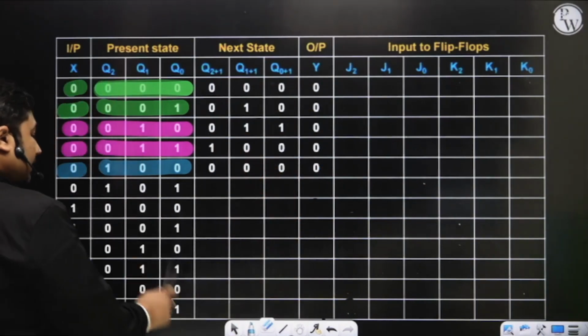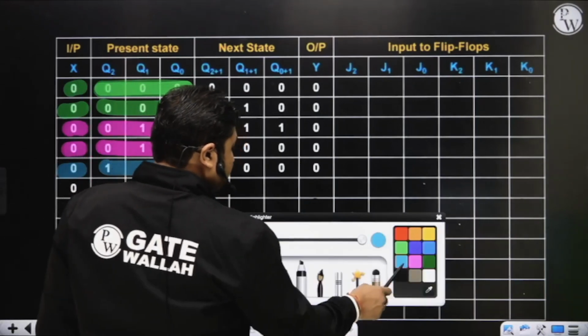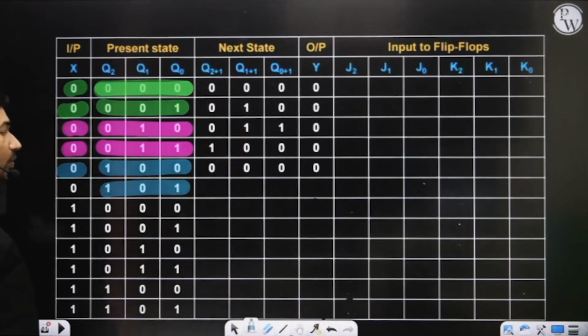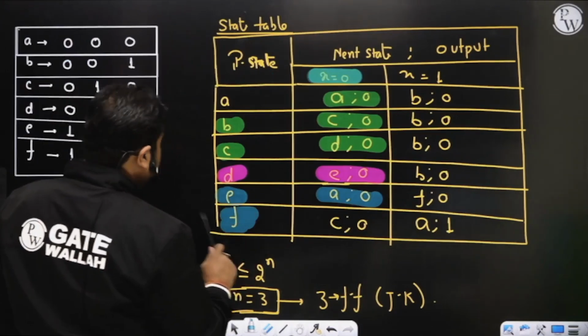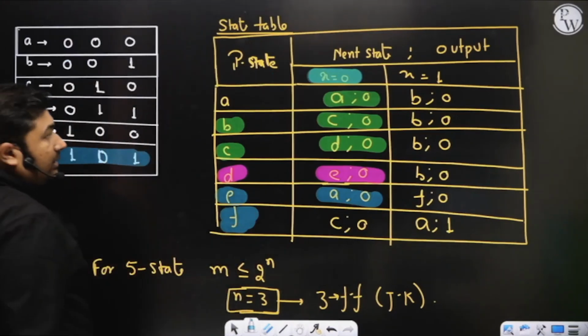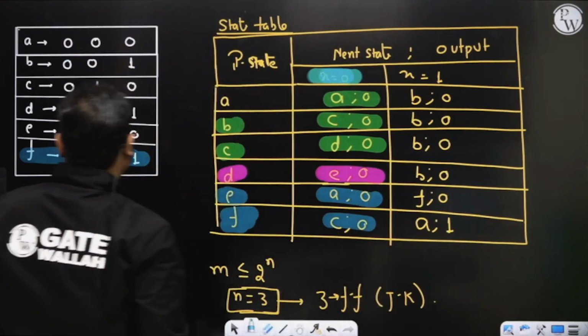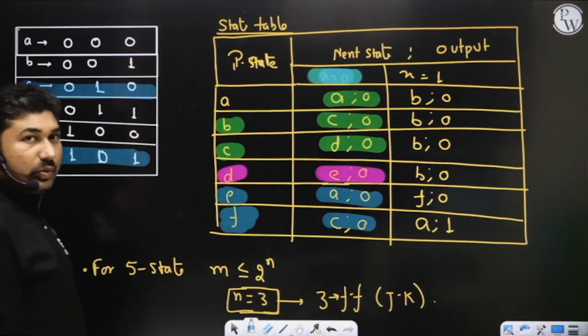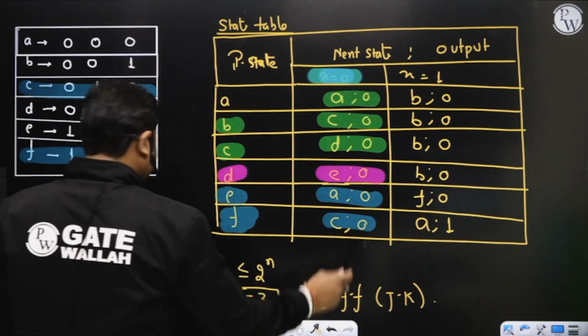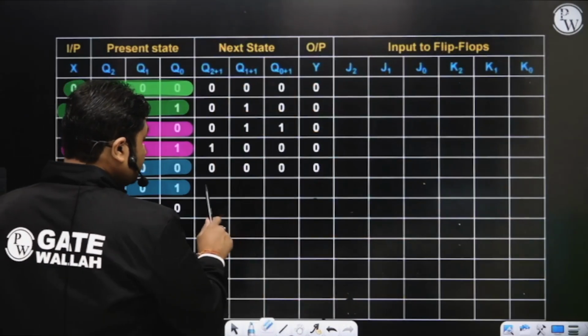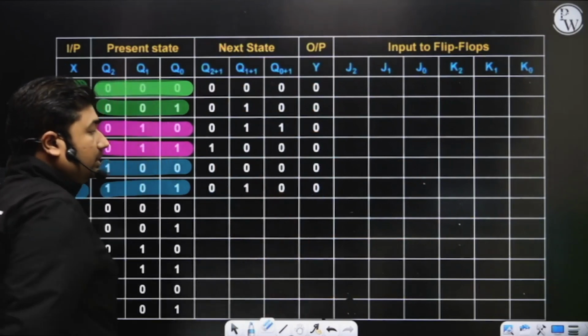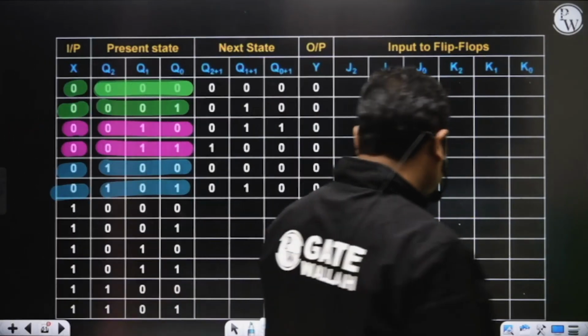Great, sir. Again observe present state. Present state is 1, 0, 1, x is equal to 0. It means 1, 0, 1 is your state F. Next state is C. What is C? Sir, 0, 1, 0. Output 0. Is it okay? Great, sir.